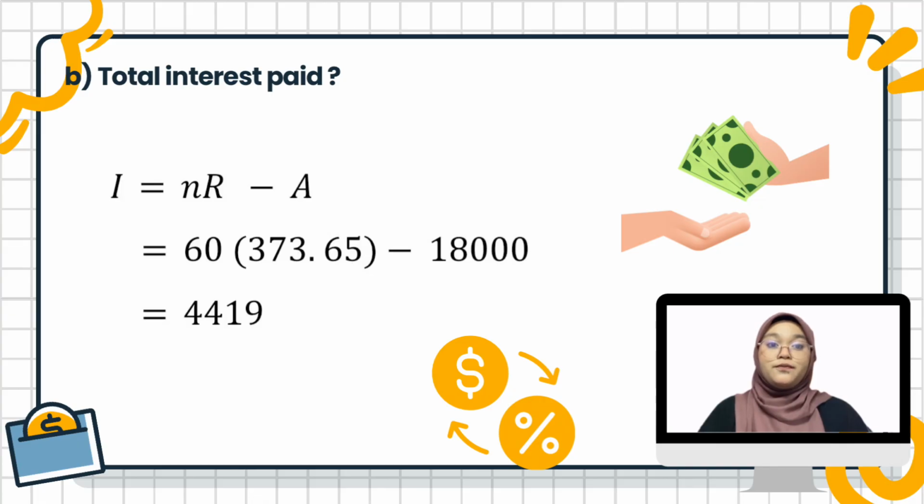We take the number of payments, which is 60 months, and multiply it by the monthly payment, which is RM373.65. That gives us a total of RM22,419 paid to the bank over 5 years. Then we subtract the original loan amount, which is RM18,000. So what's left is RM4,419. That is the total interest paid, the money that the bank earned from lending Mira RM18,000.